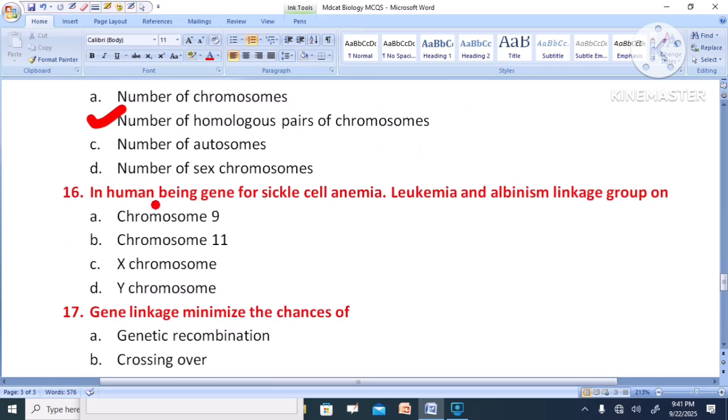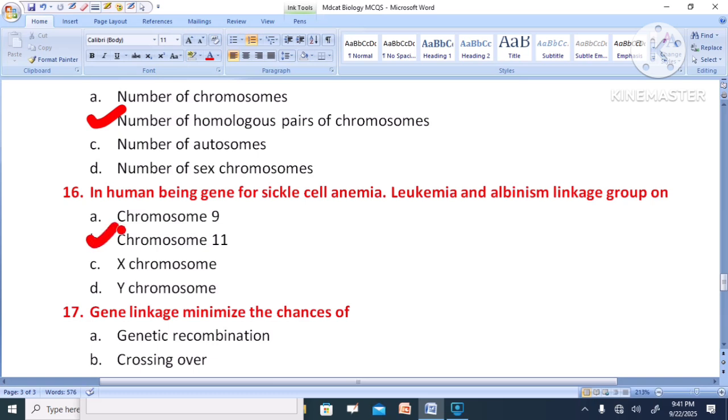So the next question is, in human beings, the genes for sickle cell anemia, leukemia and albinism are linkage group on option A chromosome number 9, option B chromosome number 11, option C X chromosome, option D Y chromosome. So the right answer is option B chromosome number 11.